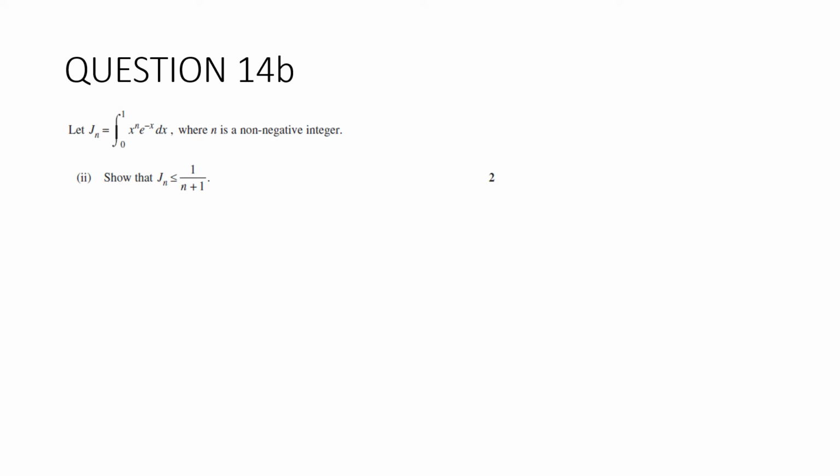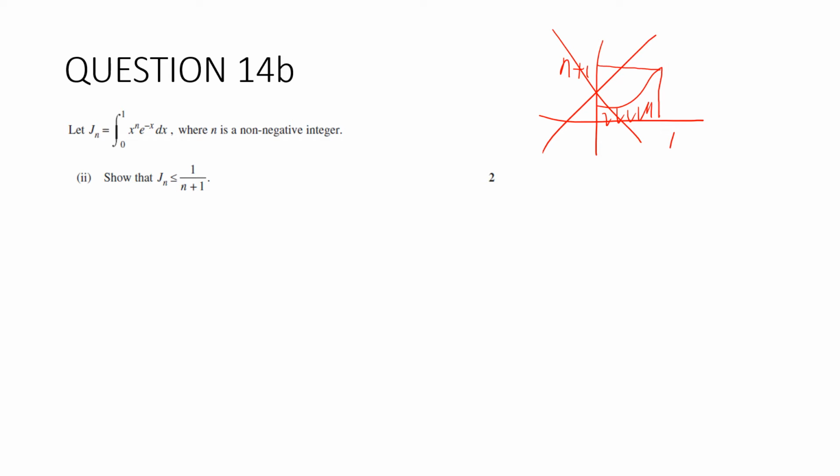Part 2, show that Jn is less than or equal to 1 on n plus 1. Now, a bit of a tricky question, particularly under the time pressure of an exam. My initial thought was, I don't really know what this graph looks like. I really wanted it to be a Riemann sum sort of question, where this area between 0 and 1 was going to be less than the rectangle around it, and this would be n plus 1, but it just really didn't work.